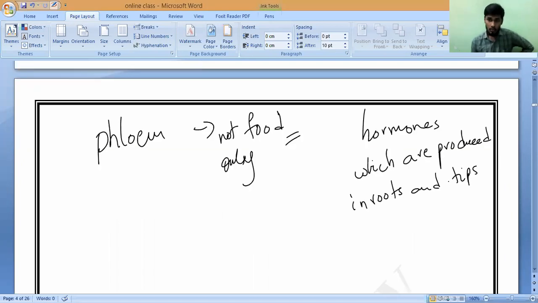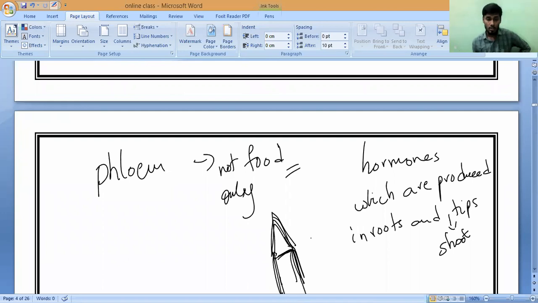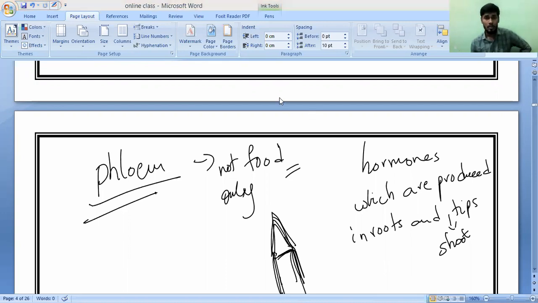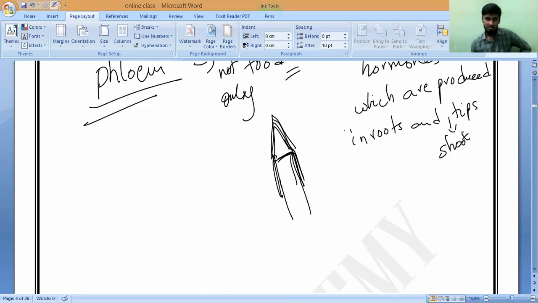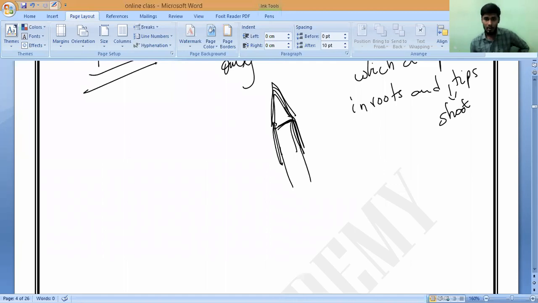Do you understand? Shoot tips. Shoot means the sharp part, the place where the plant starts growing, where growth takes place. So these are the things, as well as roots, the hormones produced in both are also transported by whom? Phloem. Please, all of you note it down. The most important point. Did you know this point before? Really, tell me. No, sir.